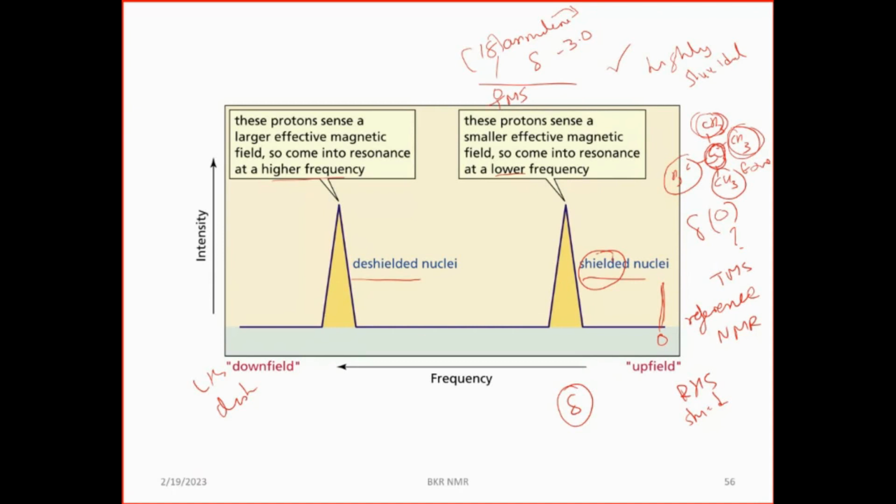Ma'am, in 18 aniline the outer protons will be de-shielded. Okay, so 18 aniline outer protons are de-shielded.